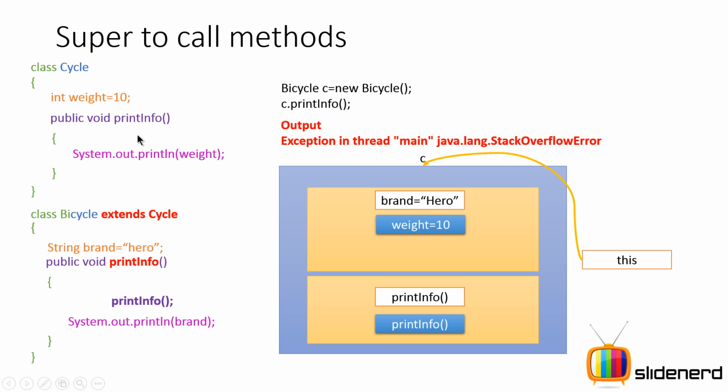So we want to call the other printInfo that belongs to the class cycle from the class bicycle. For that, there is a special keyword called super. In other words, you simply say super.printInfo. Now super is capable of accessing the variables and methods that belong to the superclass. So you can access super.weight equals to 10, provided it's not private, and you can also say super.printInfo, and that's going to call this method over here from the superclass. It's going to run the code inside this method, and it's going to get back over here to print the brand at the last statement. So this is how you can call superclass methods.